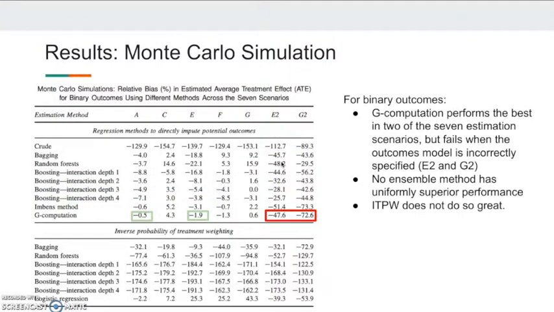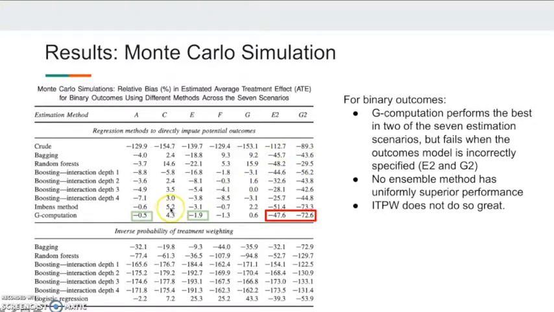So for binary outcomes, things get a little bit more confusing. So G computation performs the best in 2 of the 7 scenarios here. They're highlighted in green. But again, when things get nonlinear, non-additive, incorrectly specified with E2 and G2, things start to not do well at all.